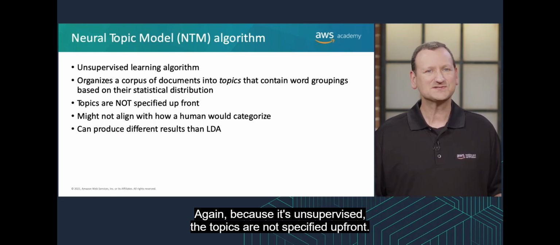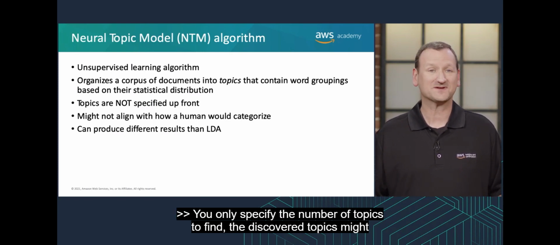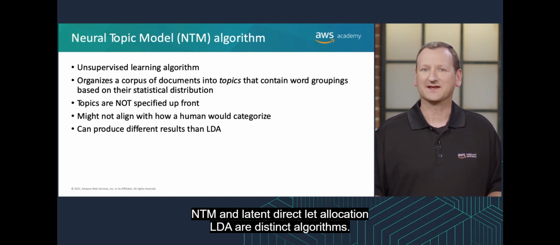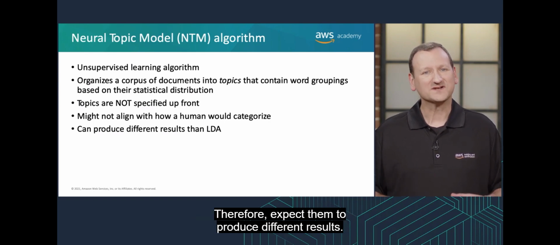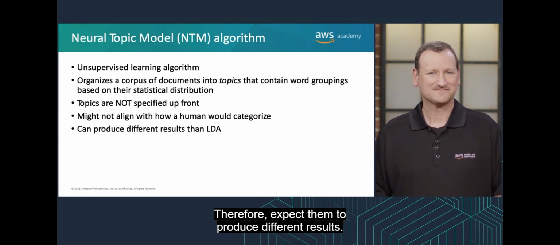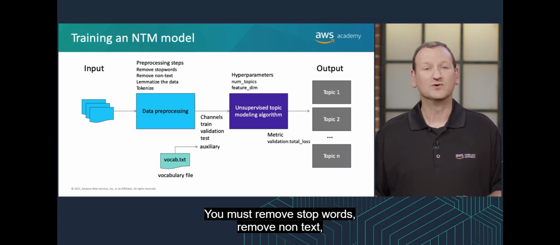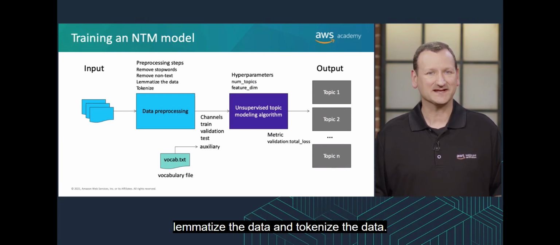Again, because it's unsupervised, the topics are not specified up front. You only specify the number of topics to find. The discovered topics might not align with how a human with domain knowledge would categorize them. NTM and latent Dirichlet allocation, LDA, are distinct algorithms. Therefore, expect them to produce different results. The NTM algorithm requires similar processing to LDA. You must remove stop words, remove non-text, lemmatize the data, and tokenize the data.